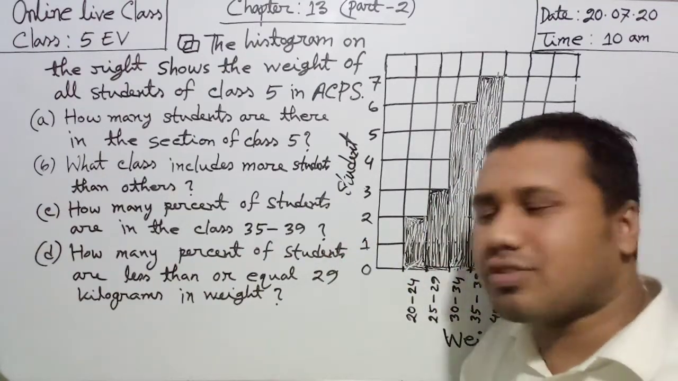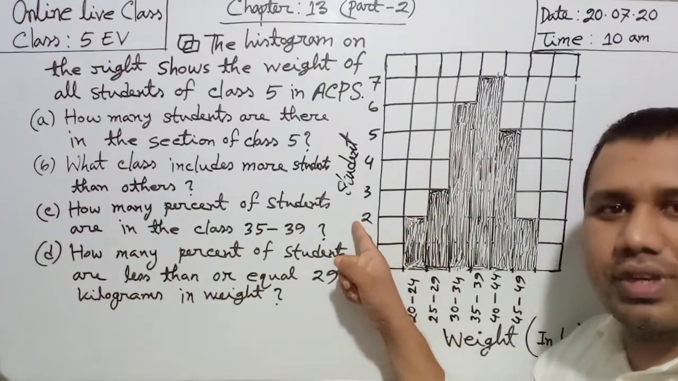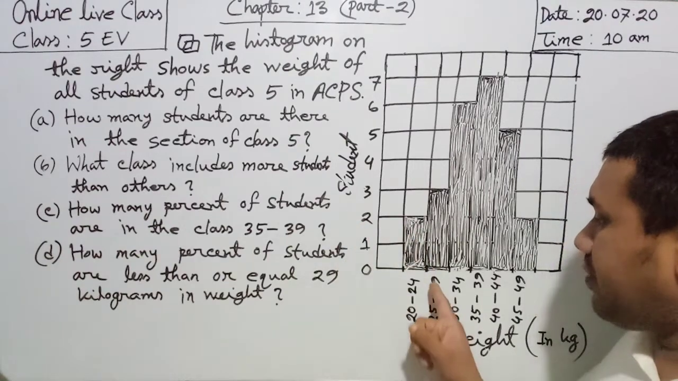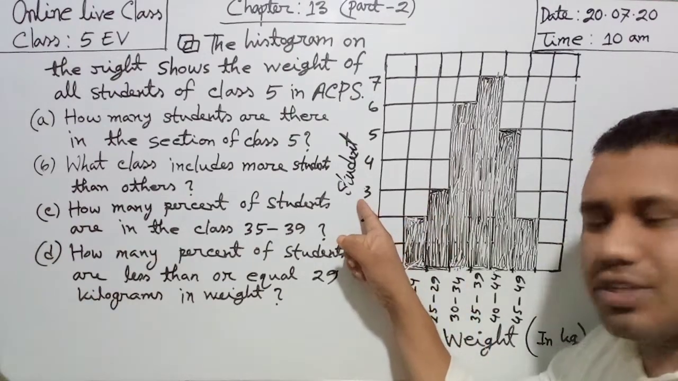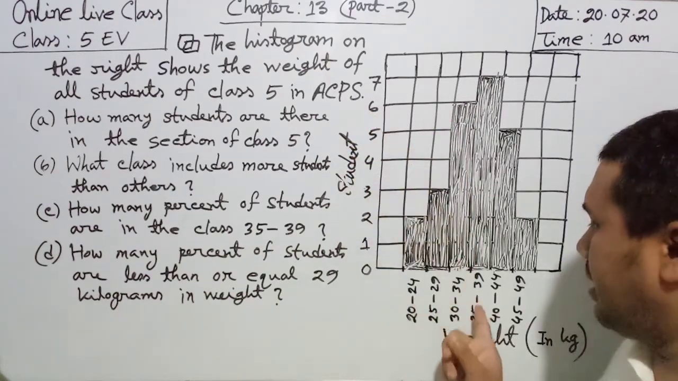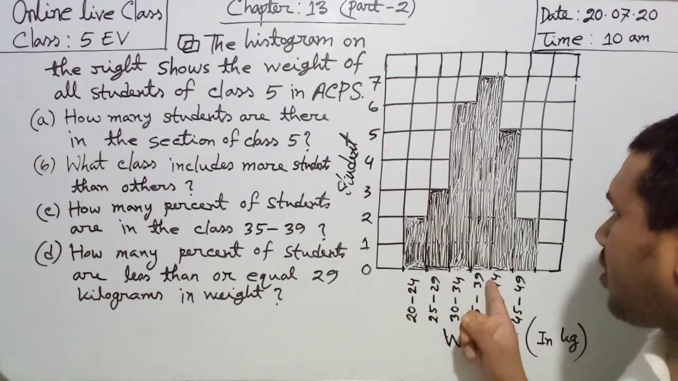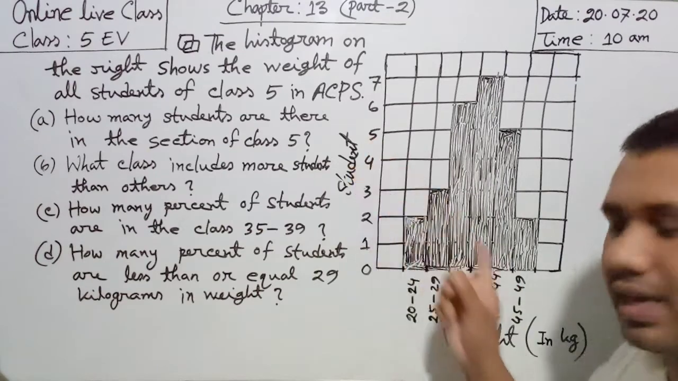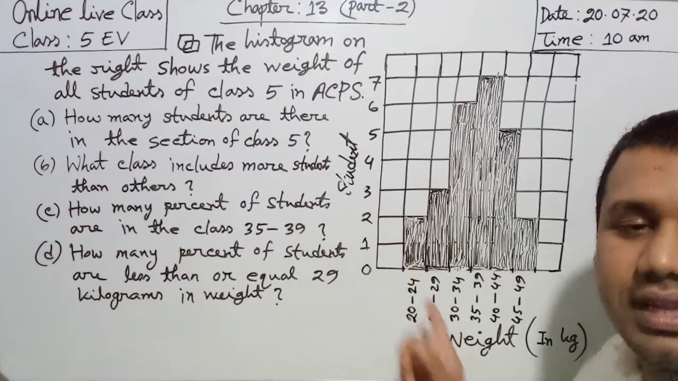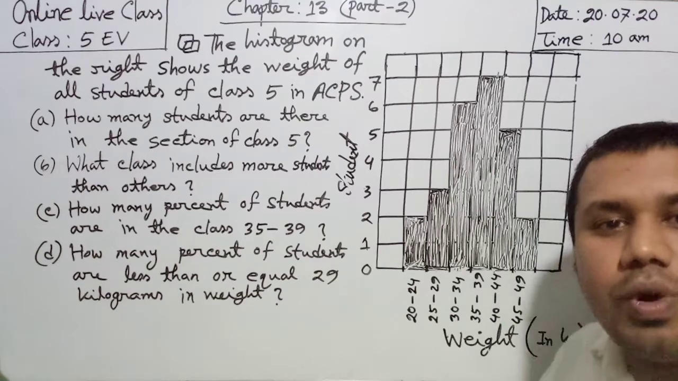Clear? Now dear students, look, in the 20 to 24 class interval, there are 2 students. This is labelled 2, so we can say there are 2 students. 25 to 29, there are 3 students. 30 to 34, look, there are 6 students. 35 to 39, there are 7 students. 40 to 44, 5 students. And the last one, 45 to 49, has 2 students. This 40 to 44, 45 to 49 indicates the weight of the students.